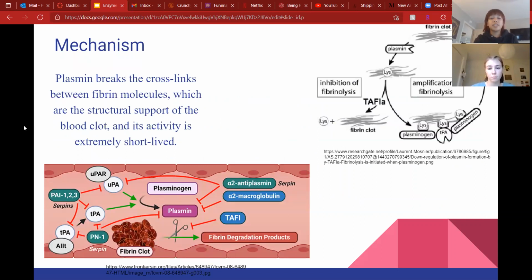So for the mechanism of plasmin breaking down fibrin, it actually breaks the cross links between fibrin molecules, which are the structural supports of the blood clot, and its activity is extremely short-lived. Fibrin degradation products are what is produced from this process, and they're just substances that remain in your bloodstream after your body dissolves a blood clot. These products are removed by the reticuloendothelial system and your other organs. Down on the bottom is an easier version of what's on the right to understand. It's showing all of the other factors that come into plasminogen converting to plasmin, and then plasmin breaking that fibrin bond.